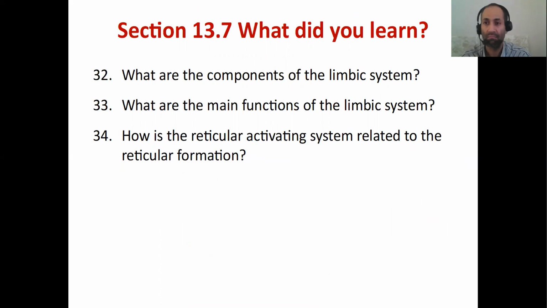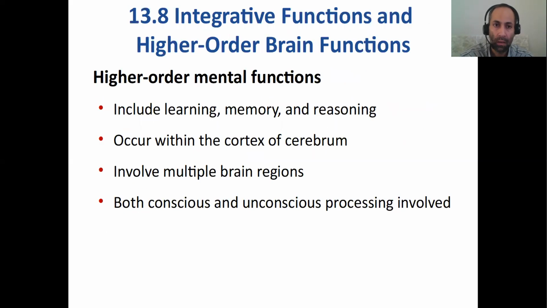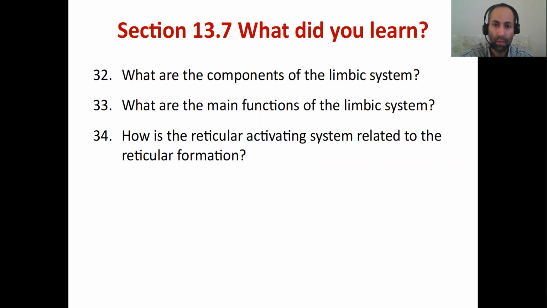Components of the limbic system, talked about the mammillary bodies, amygdala, hippocampus, all of them. The main functions of the limbic system: emotions. It's the emotional part of the brain. Okay, so we're going to talk about the reticular activating system here. The reticular activating system, or RAS, is your body's built-in alarm clock.